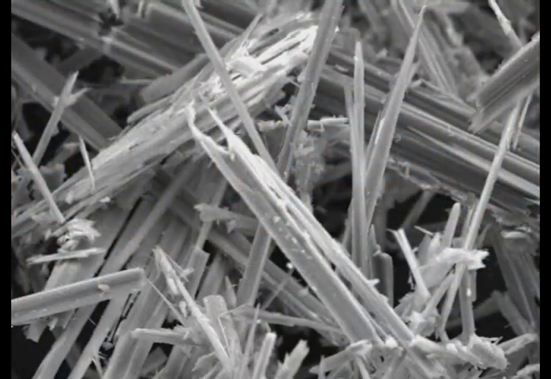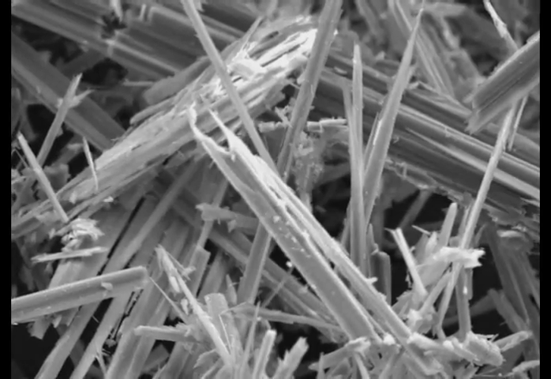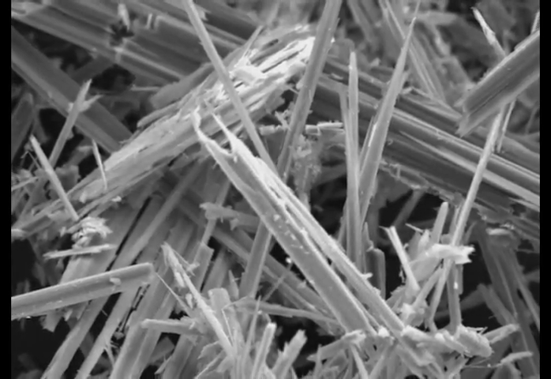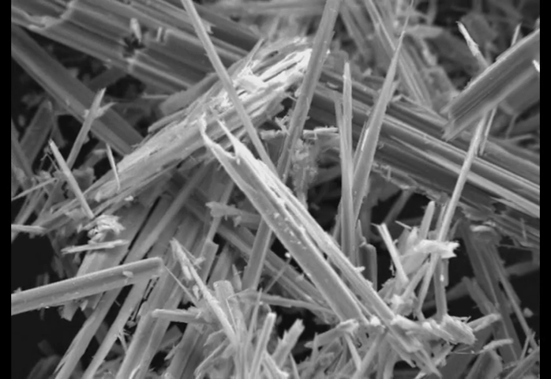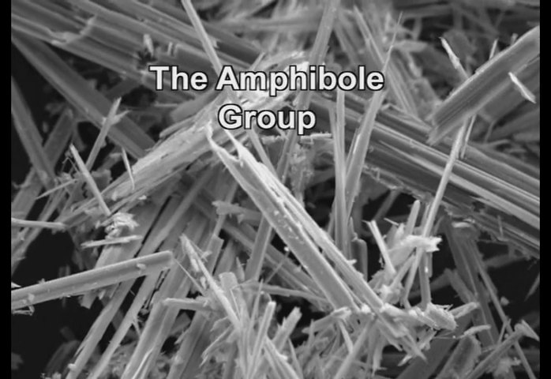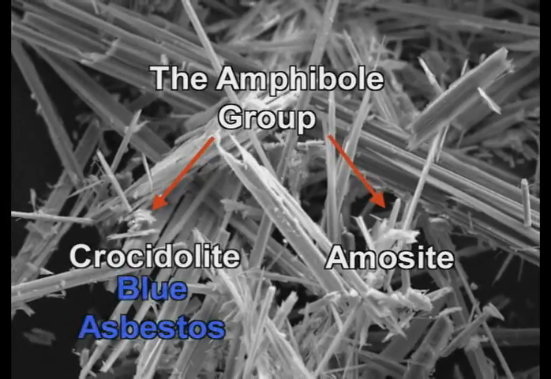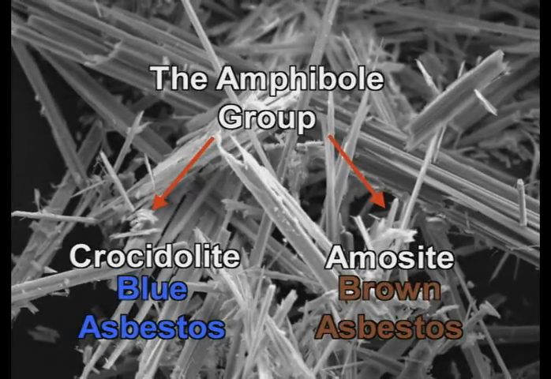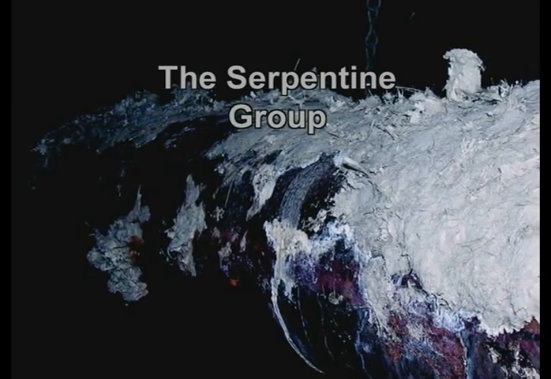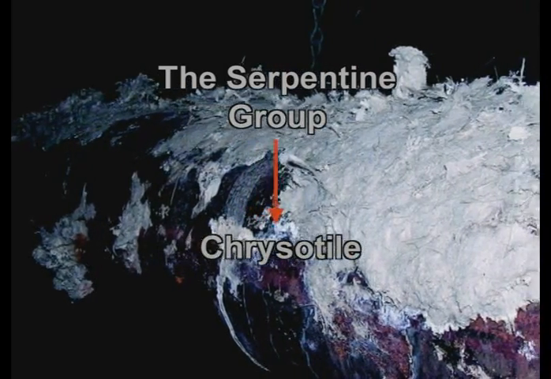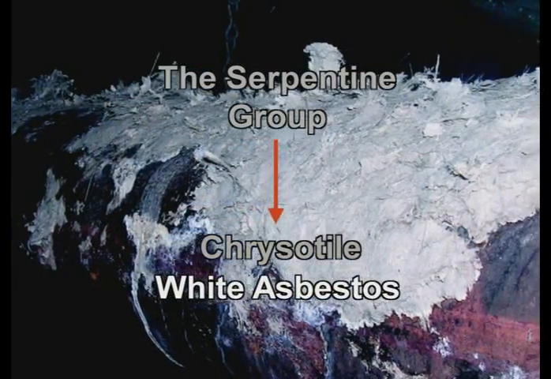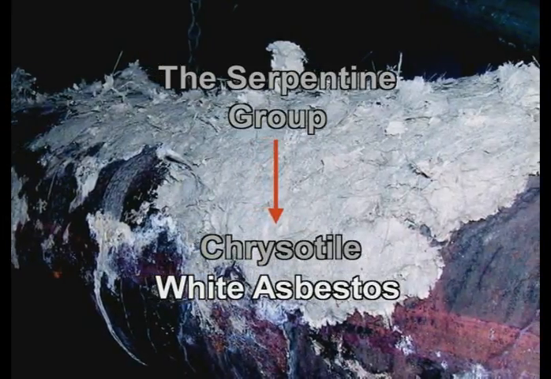Asbestos is the generic term for a group of 6 silicate minerals. Characterised by long, thin fibres, asbestos is strong in tension and resistant to fire, heat, electrical and chemical damage. The amphibole group includes crocidolite and amosite, more commonly known as blue and brown asbestos respectively. And the serpentine group includes chrysotile, or white asbestos, the most widely used form of asbestos.